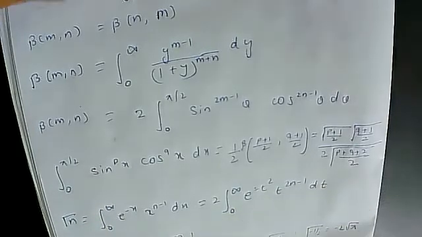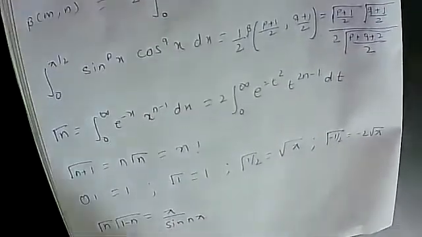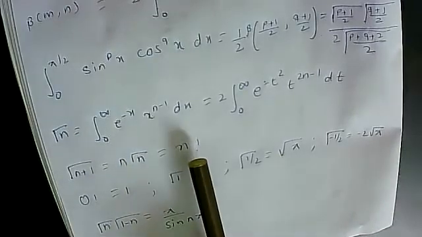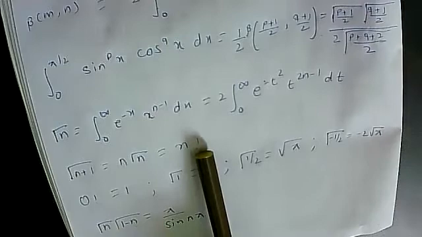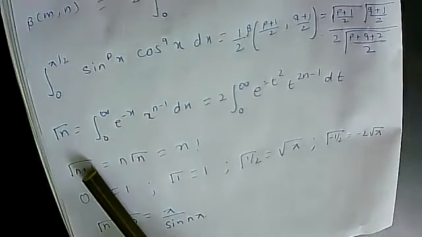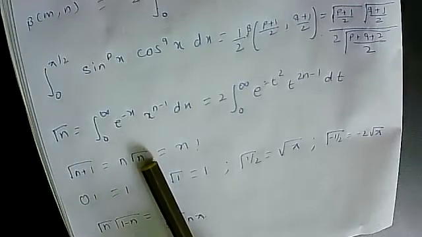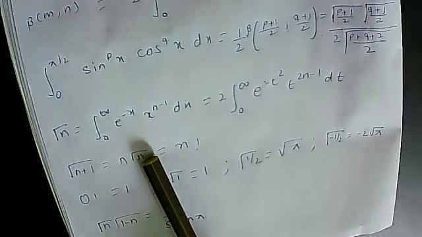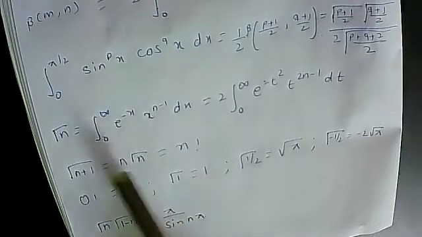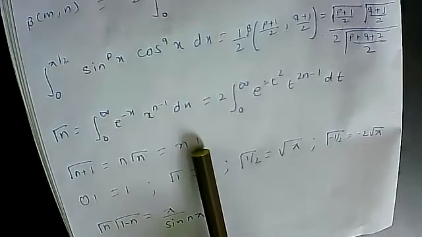The first property is that gamma can be connected to factorial. Now, how can it be connected to factorial? Gamma(n plus 1) is equal to n gamma(n), and this is equal to n factorial. If I keep on applying the property gamma(n plus 1) is equal to n gamma(n), like here I can write it as (n minus 1) gamma(n minus 1), and if I keep on opening it, I will get n factorial. So gamma function is connected to factorial.